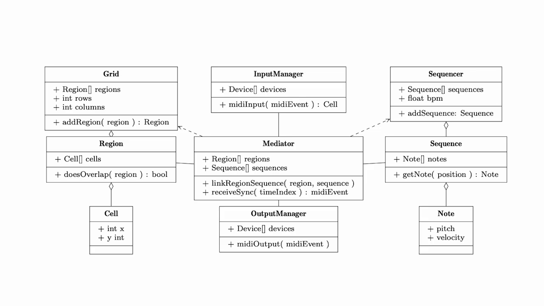The mediator class is responsible for managing the sync between the time representation and the visual representation, and responding to the sync messages from the sequencer, in addition to the input manager to determine if a valid action has been declared, like creating a new region, modifying an existing region, or changing the phase.